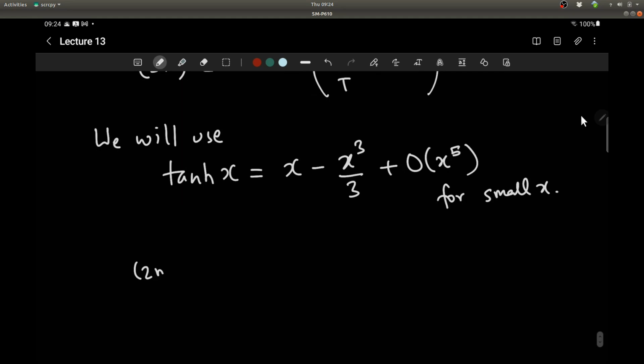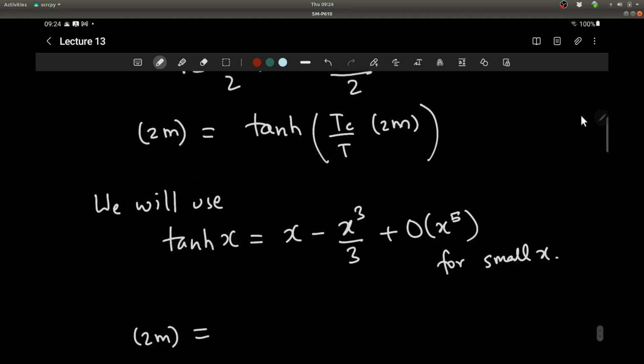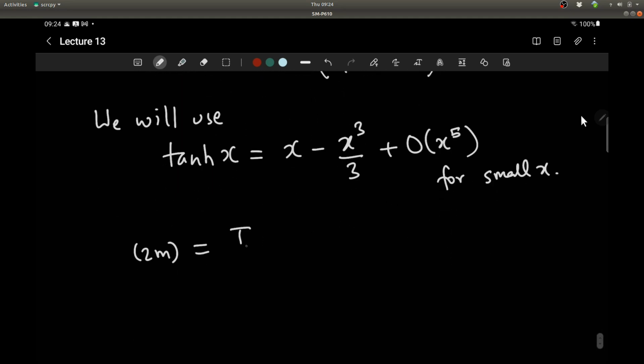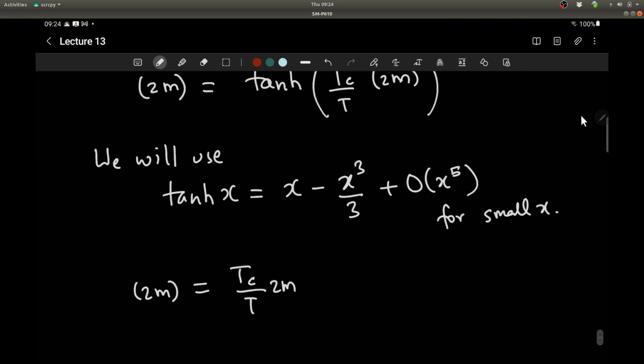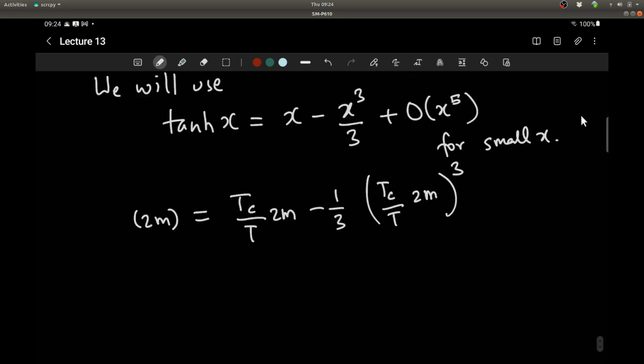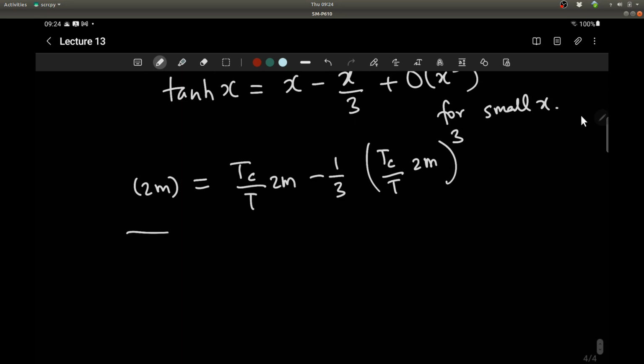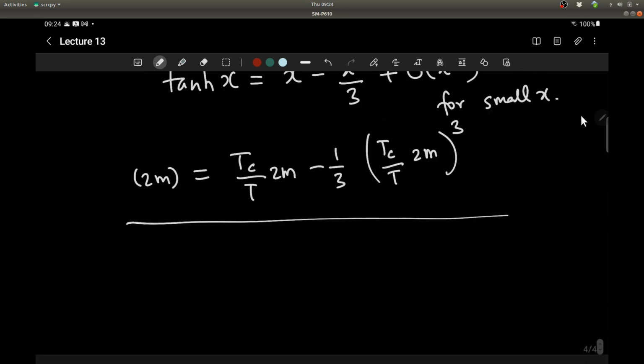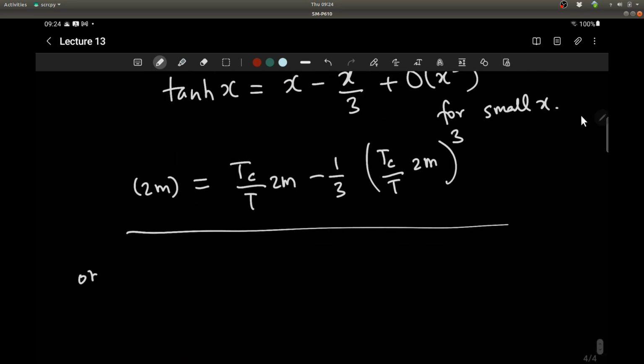So we'll get our variable 2m equal to Tc upon t, 2m, okay, minus 1/3 Tc by t into 2m whole cubed. Okay, we are truncating now. That's all I'm going to do. So we have a cubic equation, and so we'll solve. I can rewrite this, and let me pull out some 2m's, etc.